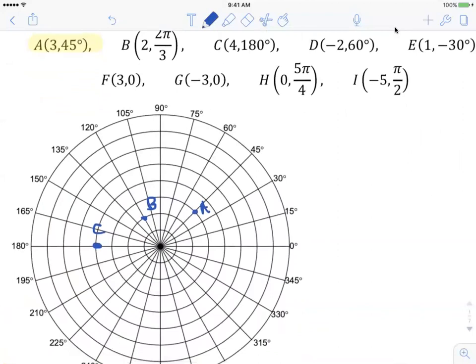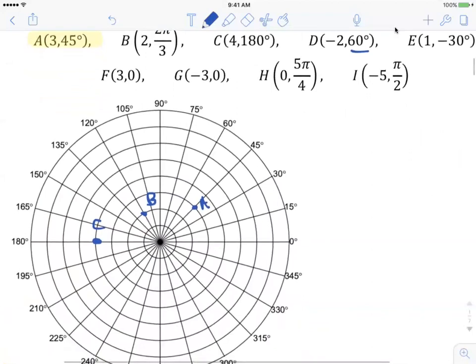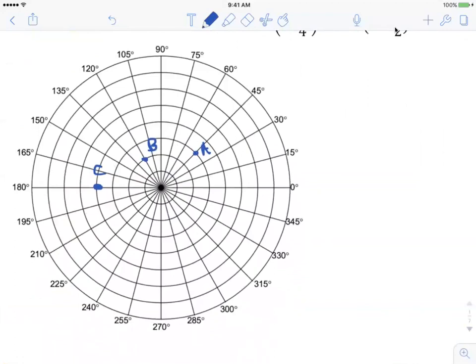So for point D, it's 60 degrees. So we're going to just add 180 to that, which is 240. So we're going to go 2 units in the 240 direction. And so we're on that 240 line on that second circle. And that would be point D. Okay, so that's how the negative r works.